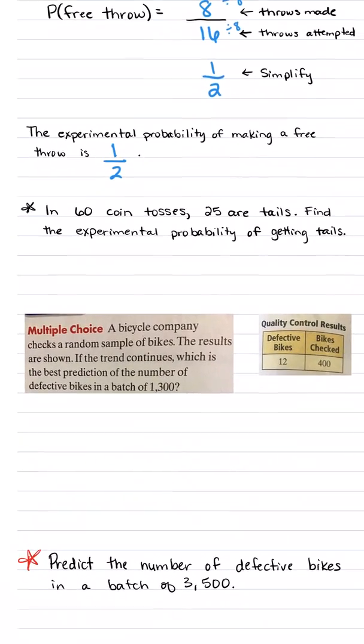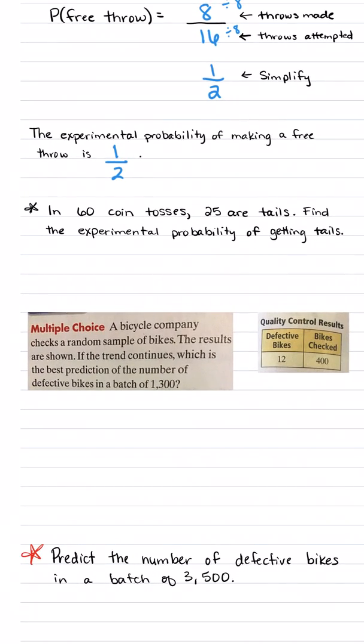Think about this one on your own. Press pause, see if you can figure it out. Come back to me when you're done. In 60 coin tosses, 25 are tails. Find the experimental probability of getting tails. The experimental probability you should have gotten was 5/12.